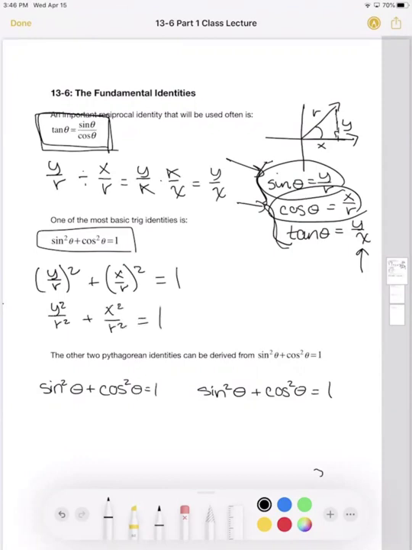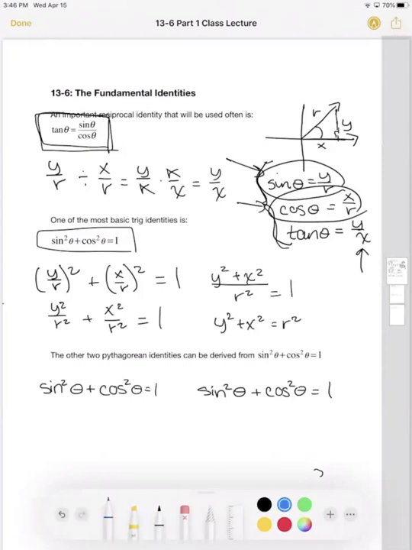Now, let's go ahead and combine our denominators and make one fraction on the left side. I'm going to go over here. Y squared plus x squared over r squared equals 1. Let's multiply both sides by r squared. I get y squared plus x squared equals r squared. Well, doesn't that look a lot like the Pythagorean theorem? Well, it's a Pythagorean identity.